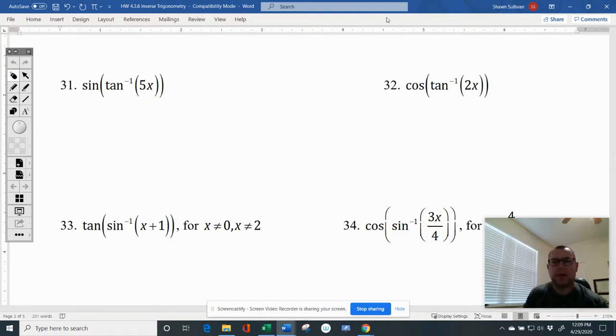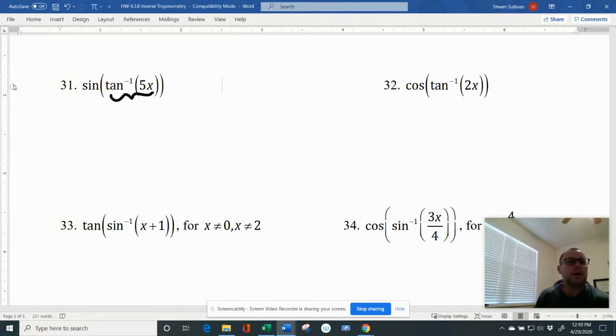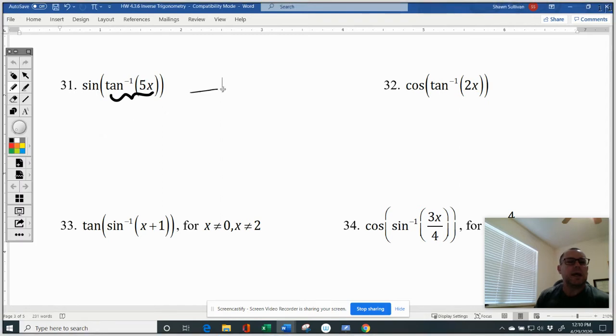31 is not too terrible. Again, we're building our triangle. Remember, first we have to build our triangle to find the inverse of this. We know that tangent would be y over x, so this would be 5x over 1. Now we need to find the hypotenuse. We know that h equals the square root of x squared plus y squared, or y squared plus x squared, it doesn't matter. So this is 25x squared plus 1, and that is our hypotenuse.